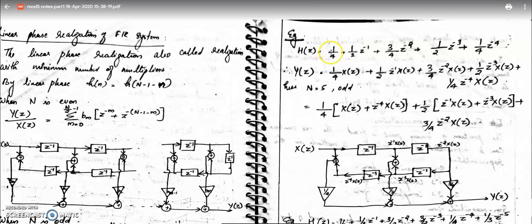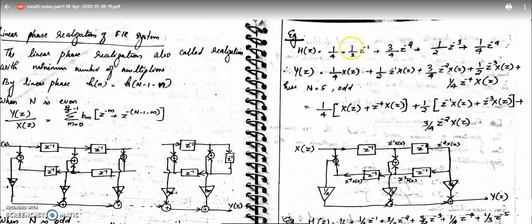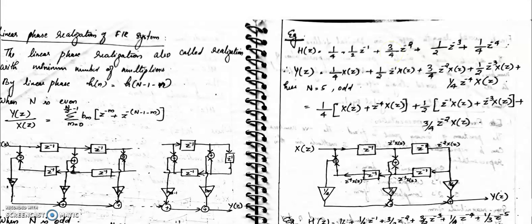So this is h of 0, 1 by 4. This is h of 4. That is also equal, 1 by 4. Okay. Then h of 1 and h of 4 minus 1, h of 3. h of 1 and h of 3 are equal. Okay. And this will be a centered term that will be as it is.